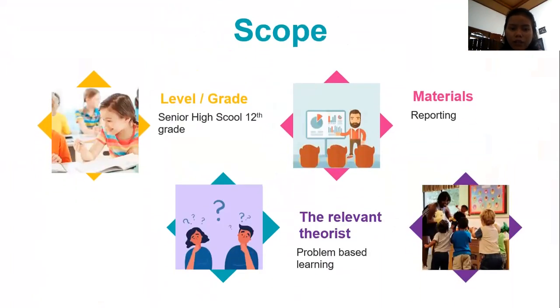Next is scope. There are 3 points. The first one is level or grade. I choose senior high school 12th grade students. The second one is material. I choose reporting material. And the last one, for the relevant theories, I choose problem-based learning because this theory is able to practice students' critical thinking skills and improve their skills to be able to solve problems as well.